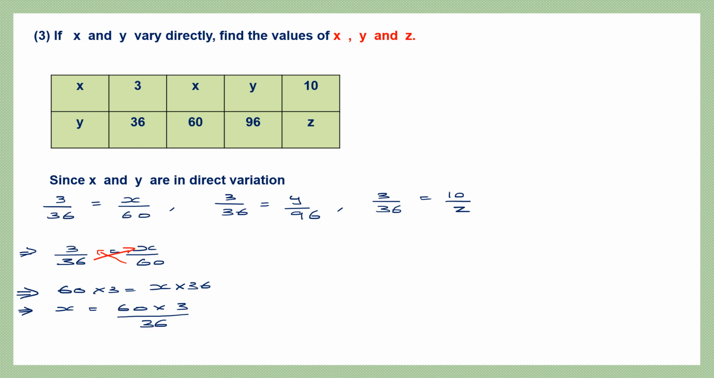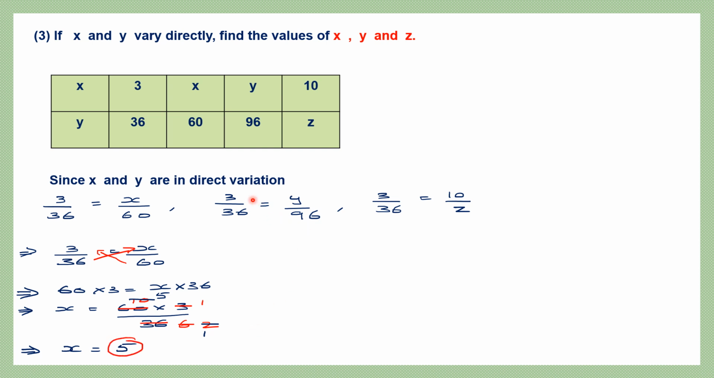So let's try that. 6 sixes are 36 and 6 tens are 60. Now I can cancel 3 and 6. 3 ones are 3, 3 twos are 6. I can still cancel 2 and 10. So it becomes 2 ones are 2, 2 fives are 10. So we have got the value of x. X is equal to 5. So we've got the first one, the value of x is 5.